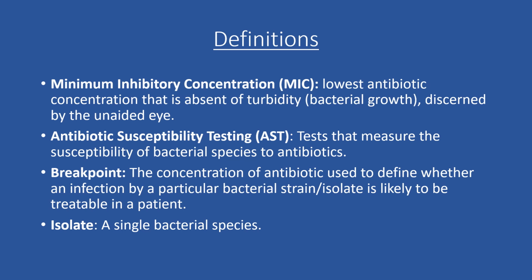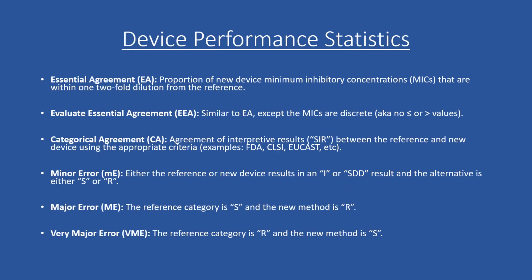Breakpoints are the concentrations of antibiotics used to describe the susceptibility or lack thereof of a bacterial species to a given antibiotic. And an isolate is a term I will use extensively, and it's a term used to refer to a single bacterial species. There are 6 descriptive statistics used to evaluate the performance of an AST device: essential agreement, evaluable essential agreement, categorical agreement, minor errors, major errors, and very major errors.